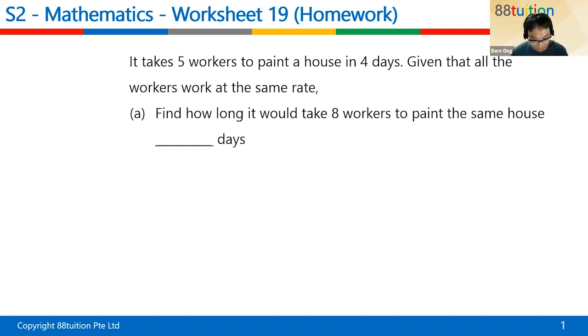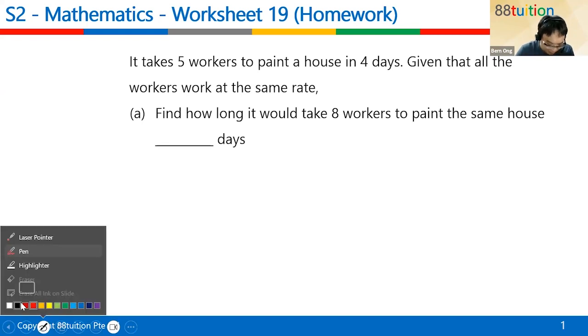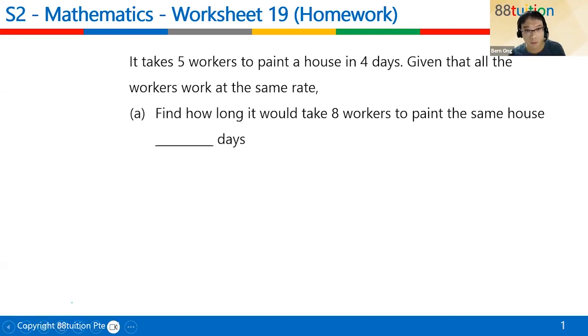Let's talk about this question first. This was your homework. This question is related to a little bit of inverse and indirect proportion. Let me use the primary school method to attempt this question. It takes 5 workers to paint a house in 4 days. Look, children, 5 workers required 4 days to paint one house. That is the clue that is given to you in the first line.